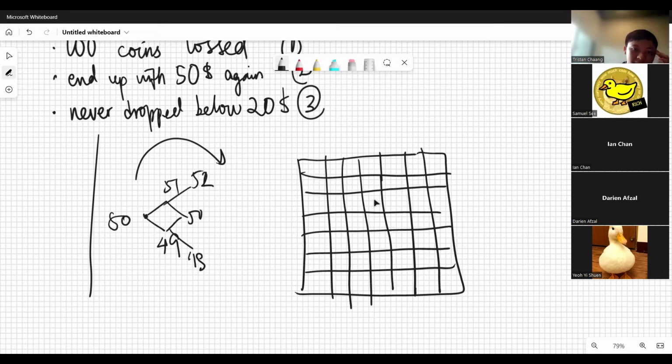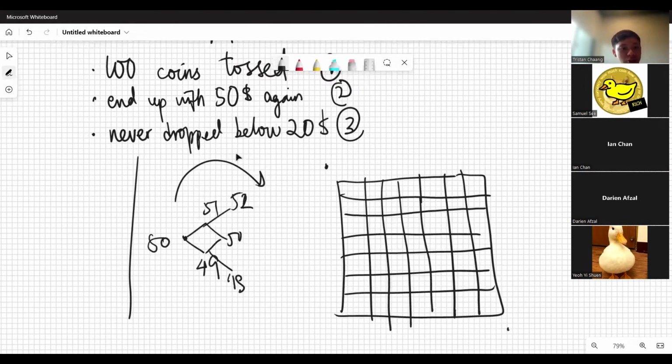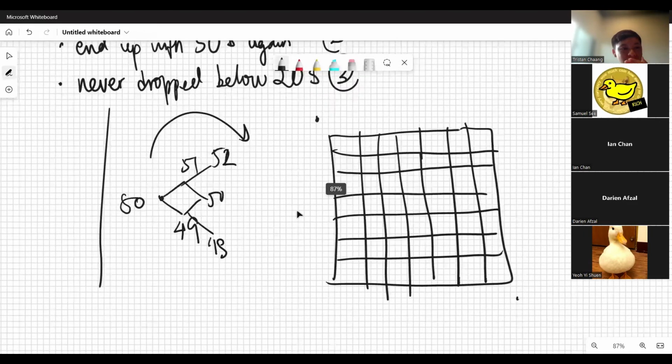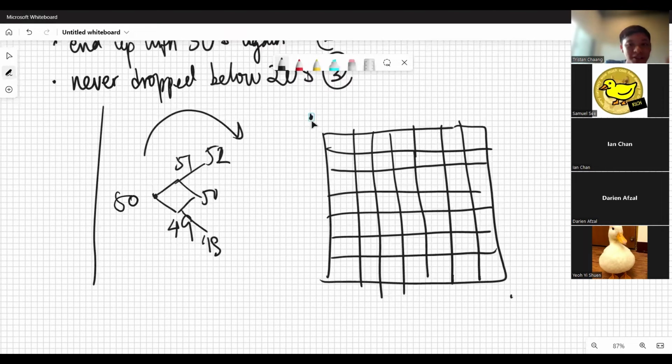And you start here, you want to end up here, and therefore you have 50 plus 50, choose 50. So that's fine. But you want it to never drop below $20. So let's see where $20 is. So this is 50. 50. And you have 49. And so on. This is 1.